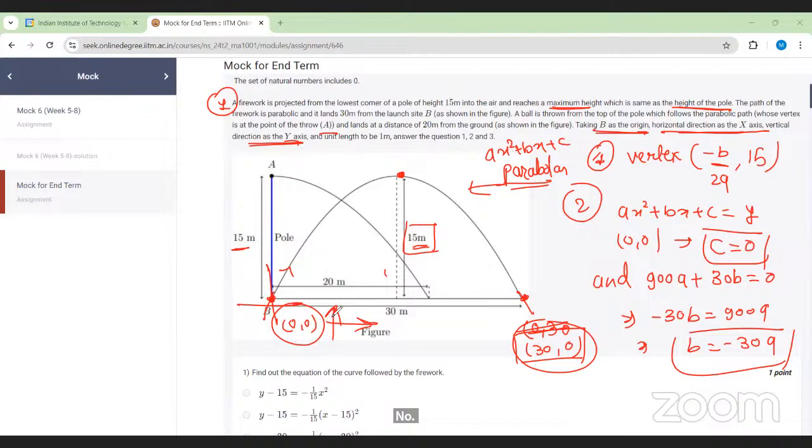Some questions will be at a difficulty level you can assume is the same as the mock.